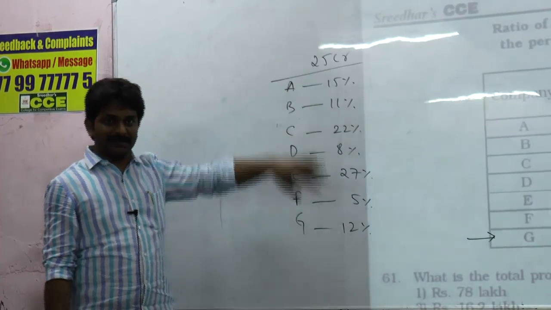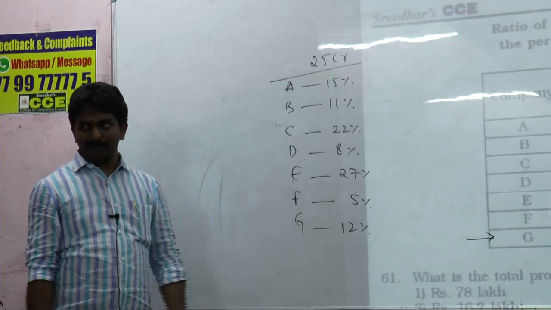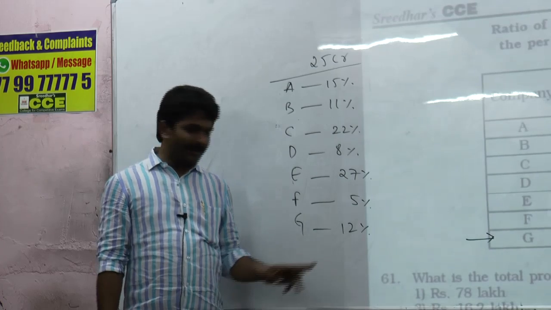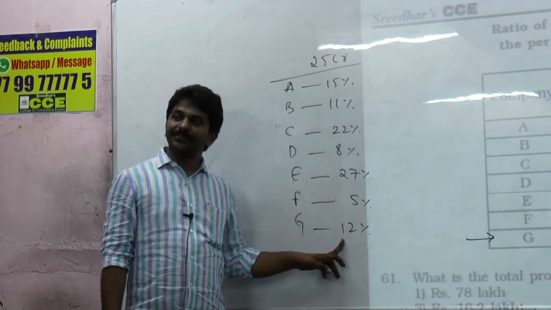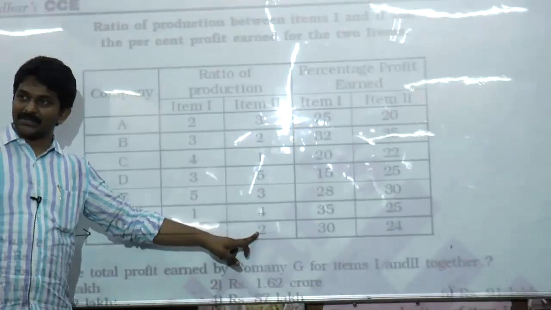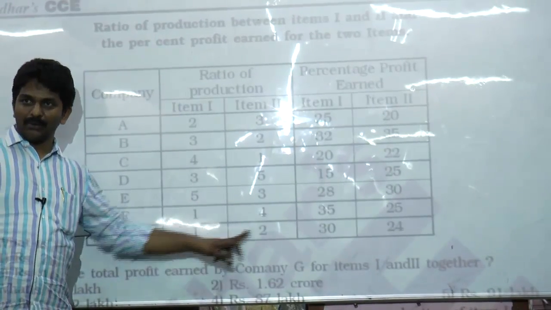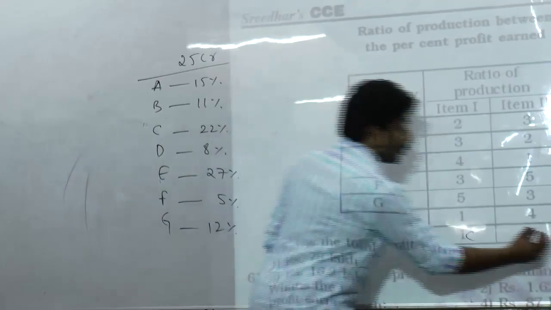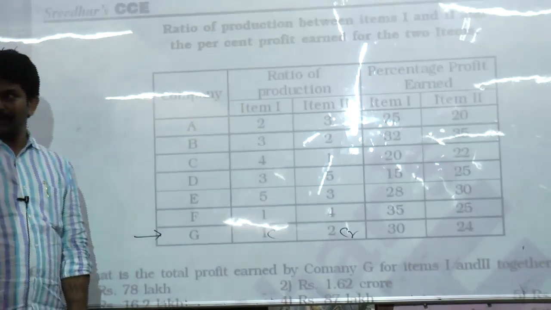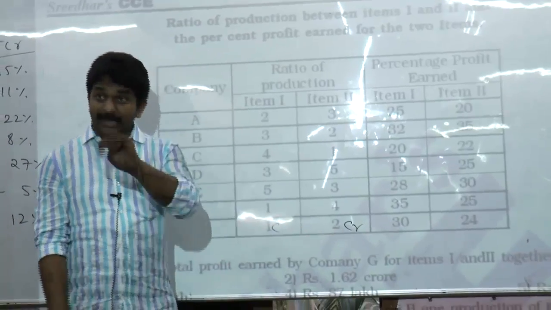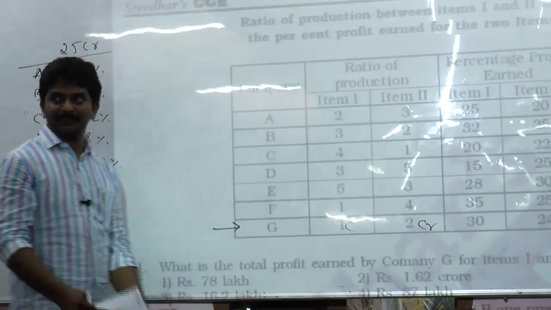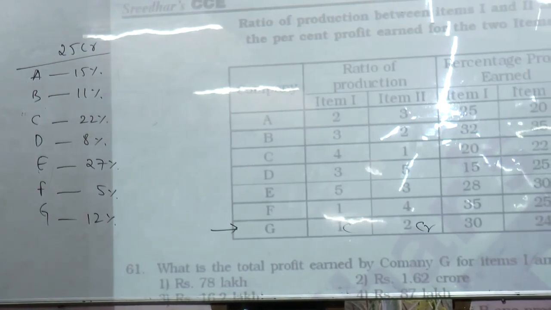12% of 25 or 25% of 12, one and the same. A percent of B or B percent of A, one and the same. 25% of 12, half and half. 25%, half of this number 6, again half 3. So 3 crores is divided into 3 parts. This is 1 part, 1 crore, 2 parts, 2 crores. On 1 crore you are getting 30% profit, which is 30 lakhs. And on 2 crores you are getting 24% profit. 24% of 2, 48 lakhs, plus 30 lakhs. 48 plus 30, 78 lakhs. Your total profit is 78 lakhs.